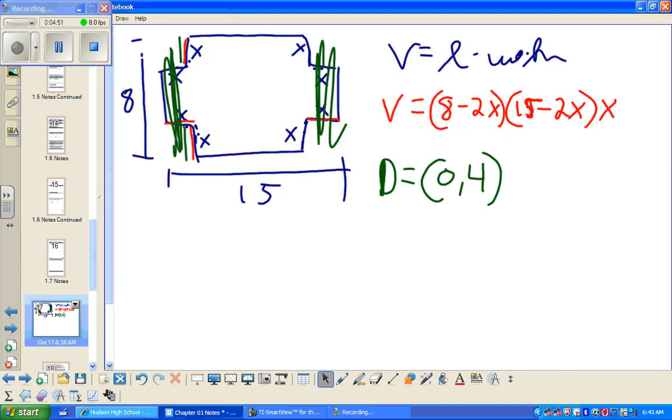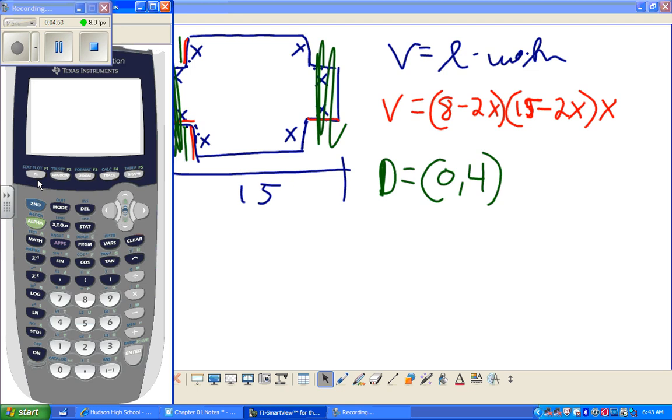We're going to graph that function. So you go under your y equals, and you can graph it just like that. You don't have to multiply it out. 8 minus 2x, 15 minus 2x, times x. I'm going to go to my window right away, and I just want to look at from 0 to 4, since that's the domain that I'm using, or that's possible for me.